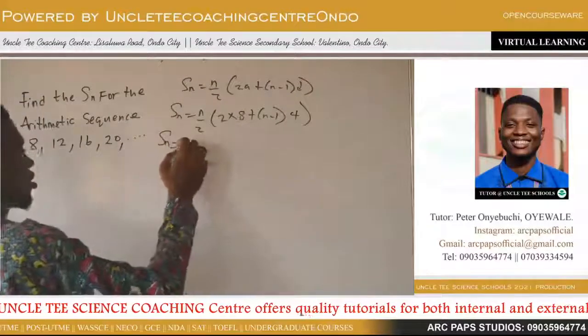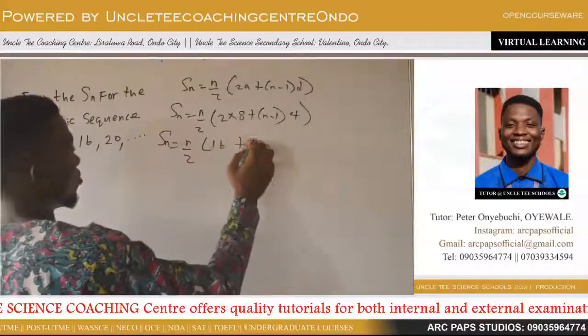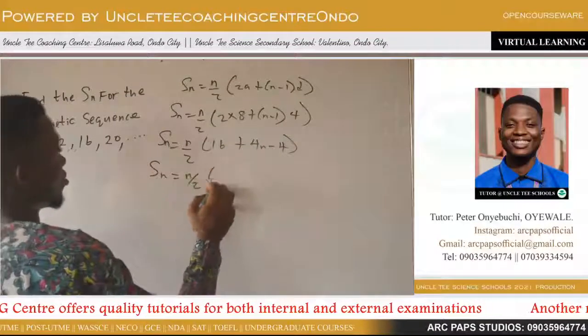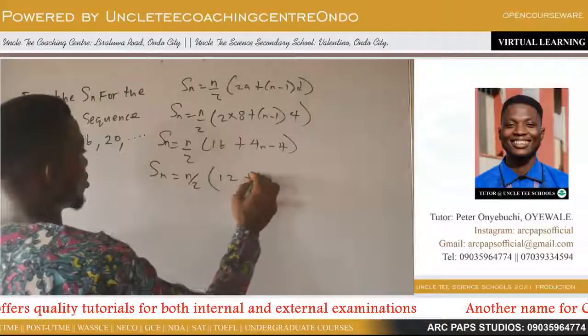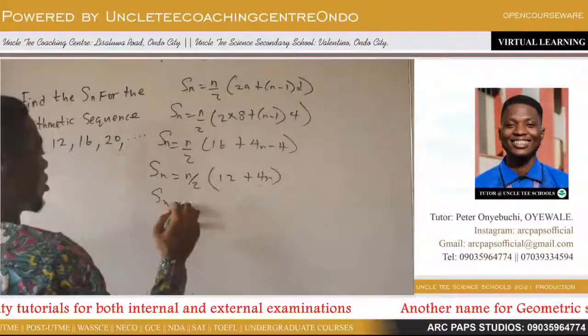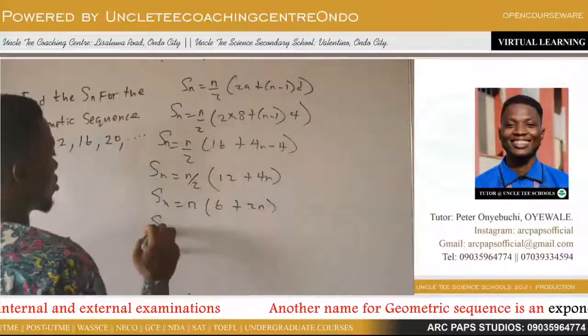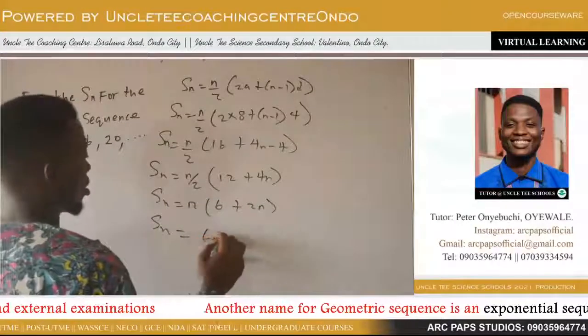Now our Sn will give us n over 2 into 2 times 8, that's 16, plus 4n minus 4. So Sn will give us n over 2 into 16 minus 4, that's 12, plus 4n. Now Sn is equal to n into 2 into 12, that's 6 plus 2n. Sn is equal to 6n plus 2n squared.